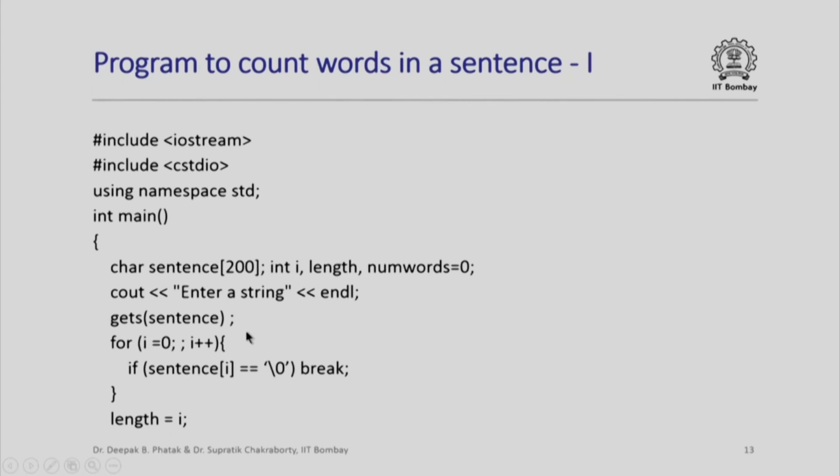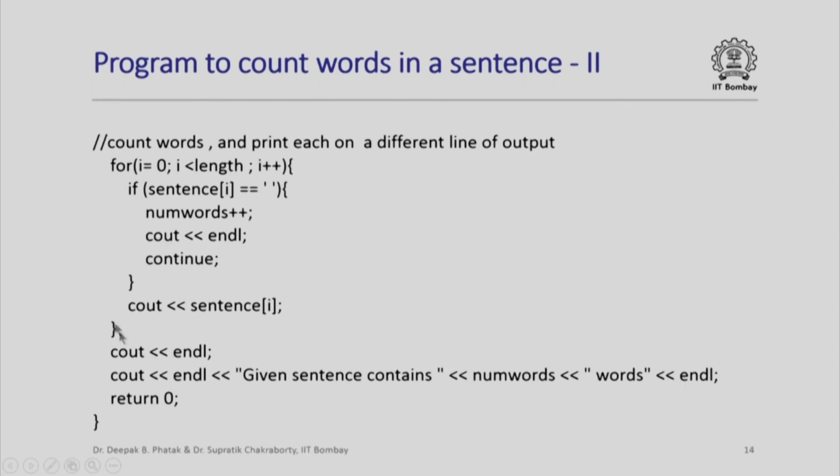All that we do now is that we set up an array scan for i equal to 0. If the ith character is a \0, we know that the sentence has ended, and therefore we determine the length as equal to i. Please remember, we could also have used the function to calculate the length of a string that we introduced in an earlier example. Next, we proceed to count words.